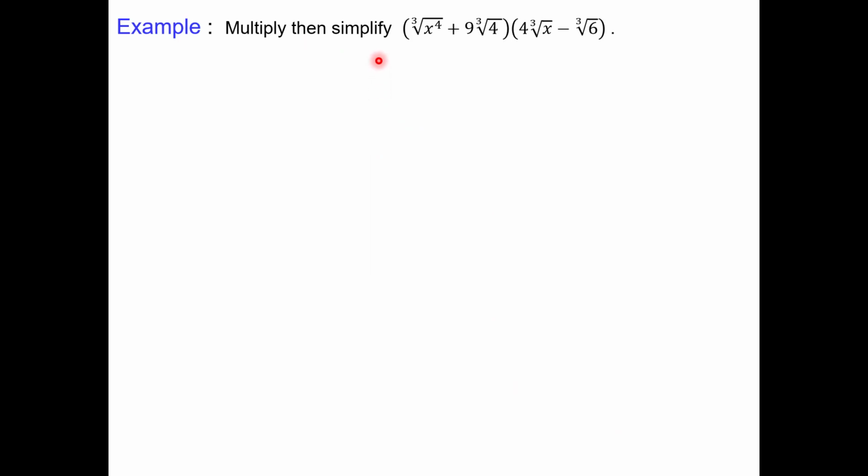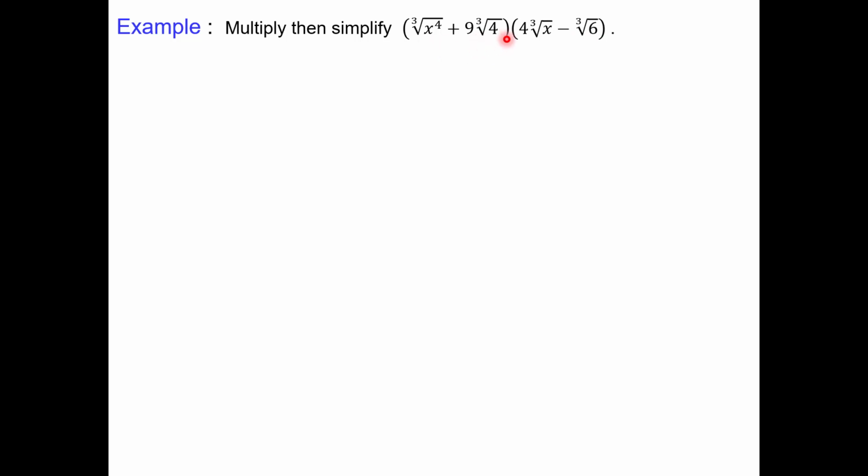Here's another example. So this one, we got a little bit more going on. Notice what we have. We have a binomial, meaning two terms, times another binomial, two terms. And so this one requires that we FOIL this out, this product. So when you FOIL two terms times two terms, you will end up with 4 terms.